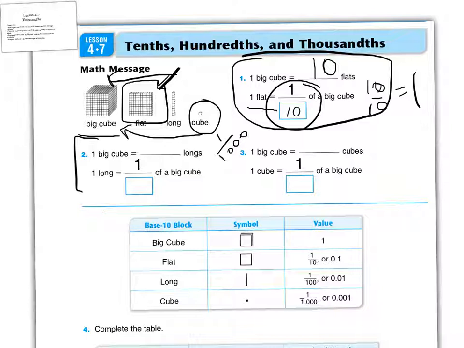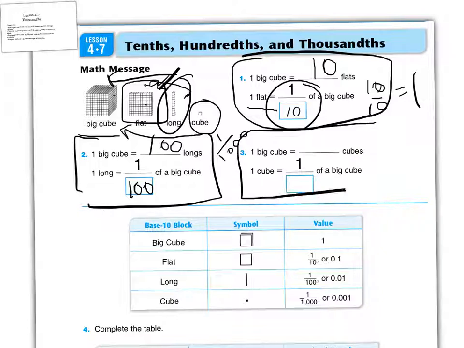Next one here, one big cube is equal to how many longs? Here are the longs. We know that there are 10 of these in a flat, and there are 10 flats in the big cube, so hopefully you all know that there are 100 longs in a big cube. So a long is 1 out of the 100 longs needed to make the big cube, so 1/100th. Next, the big cube has how many little cubes? Well, you should all know that it is 1,000.